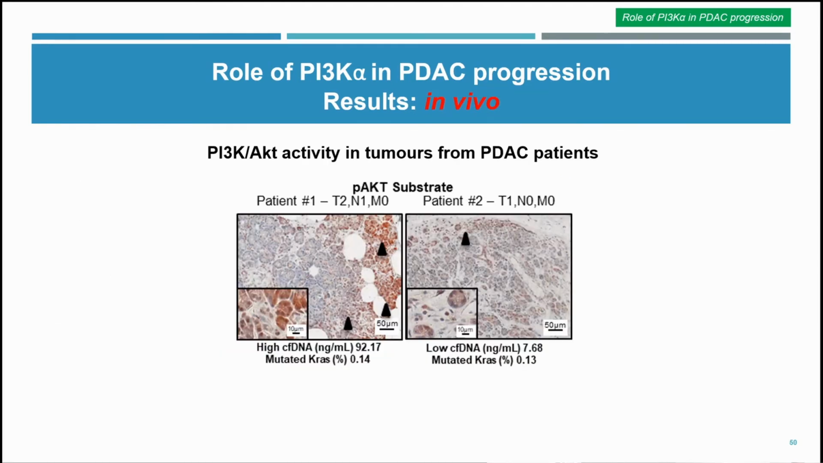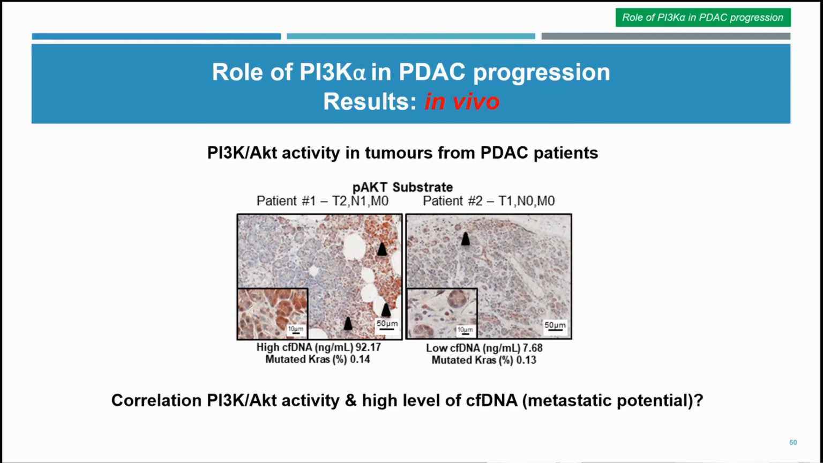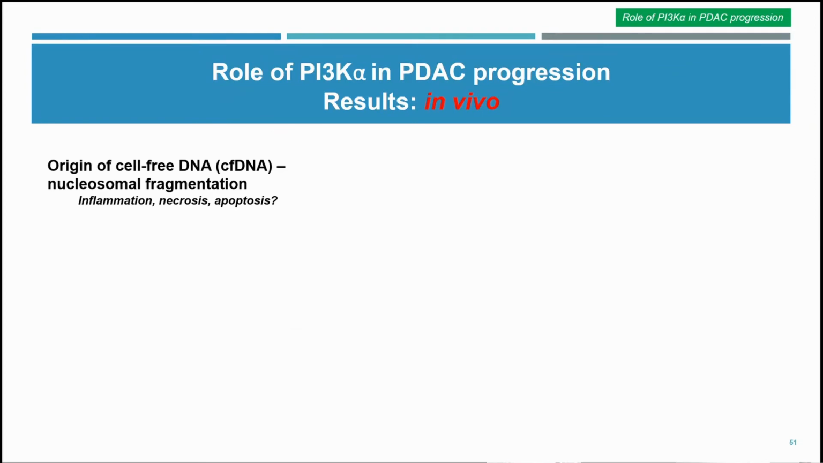So we then measured the PI3K activity in tumors from pancreatic cancer patients. By using phospho-AKT substrate staining, we were able to detect higher PI3K activity in tumors from patients that also presented higher levels of cell-free DNA and consequently of circulating tumor DNA. We thought that perhaps there might be a correlation between the PI3K activity and the high level of circulating DNA. As you know, cell-free DNA comes from the nucleosomal fragmentation due to inflammation, necrosis, or apoptosis.